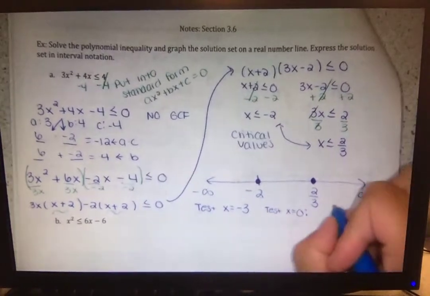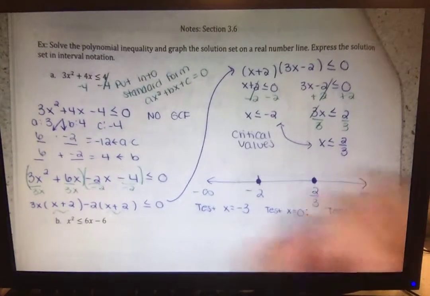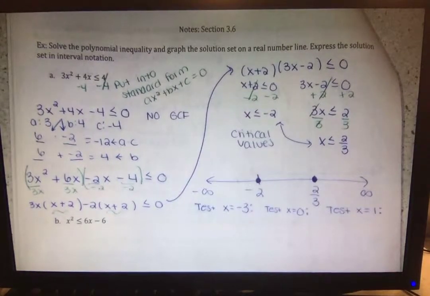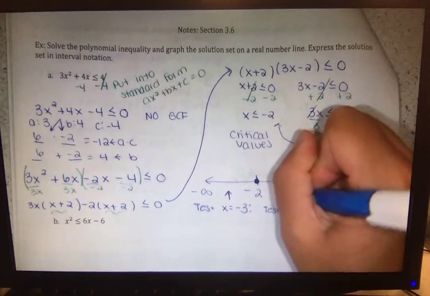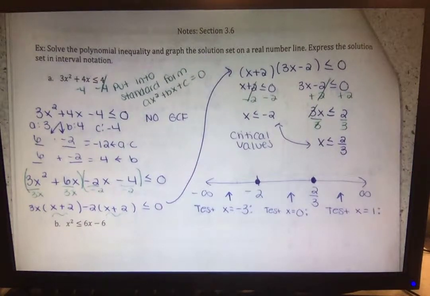And then we can test 1 over here. So in between 2/3 and positive infinity, we can test positive 1. So we just pick numbers, any numbers you want, because any number will work, to test each little section: the left section, the middle section, and the right section. Are we okay so far?